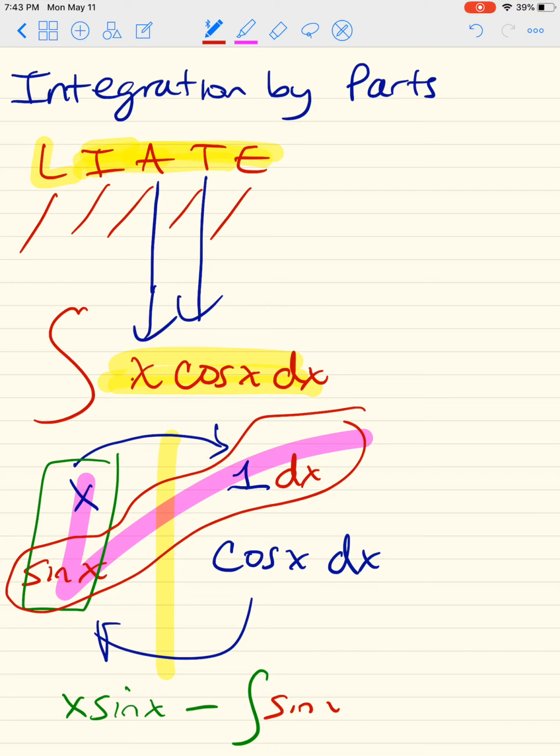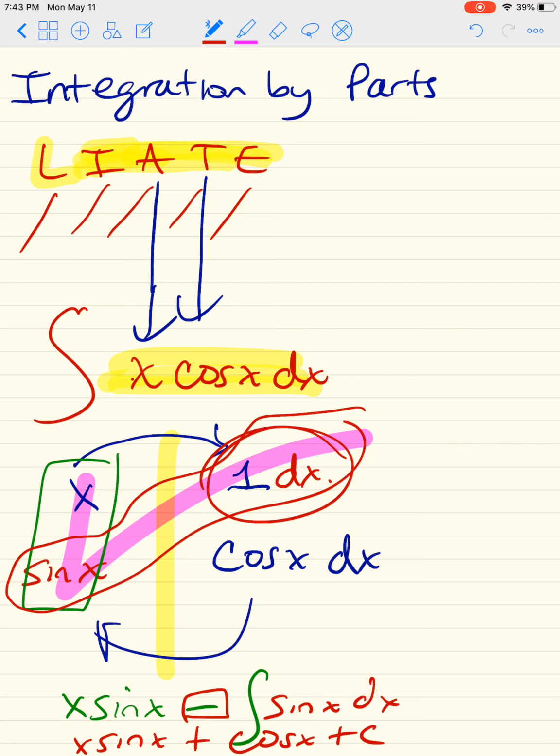Okay? The integral of sine is negative cosine. Remember, the derivative of cosine is negative sine, and a negative times a negative will give you the positive sign. So it's negative cosine. With this negative out here, it becomes a positive. So it's going to be x sine x plus cosine x plus c.